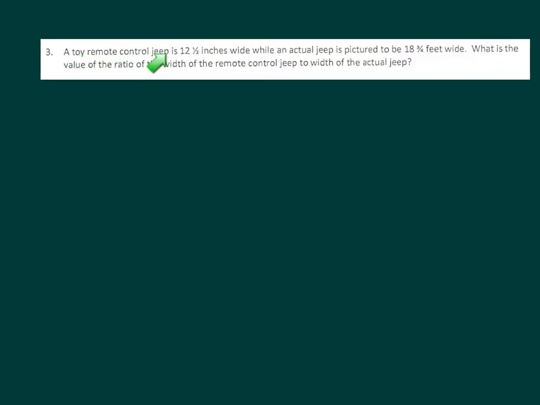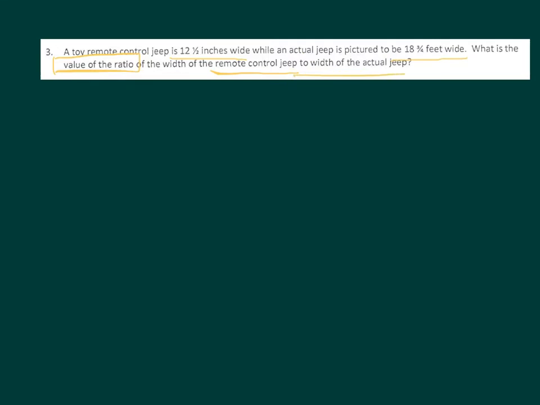A remote control Jeep is 12 1/2 inches wide, while an actual Jeep is pictured to be 18 3/4 feet wide. What is the value of the ratio of the width of the remote control Jeep to the width of the actual Jeep? Okay, so this is a complicated question. So a remote control Jeep is only 12 1/2 inches wide, but then a real one is 18 3/4 feet wide. And you are asked to find the value of the ratio of the width of the remote control Jeep to the width of the actual Jeep.